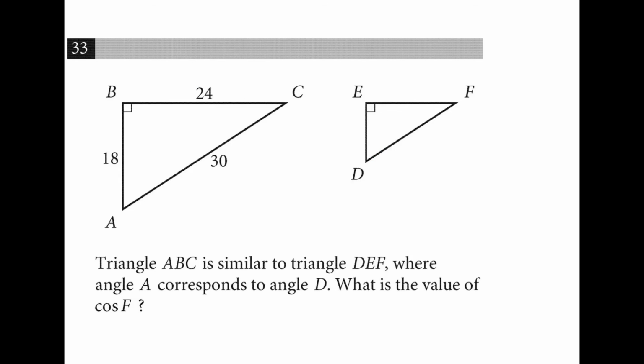If these two triangles are similar, the angles are all the same, and the side lengths are proportional. They tell us that angle A corresponds to angle D. So if they wanted the value of cosine F, it's going to be the same as cosine C. So cosine C is equal to 24 over 30, and these will match. You can reduce that by dividing the top and the bottom by 6, so you get 4 over 5.